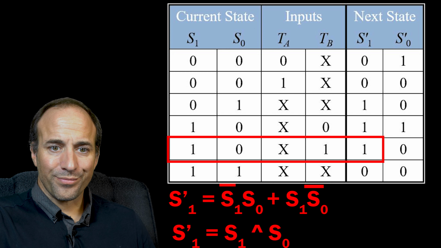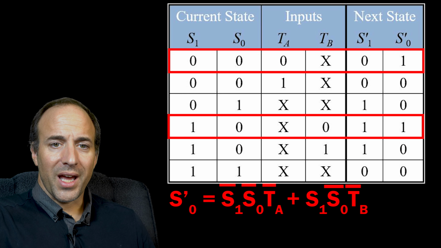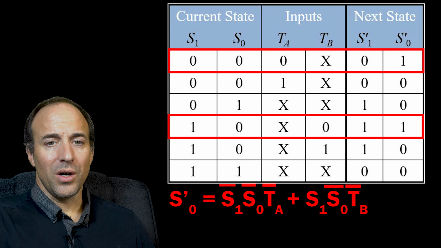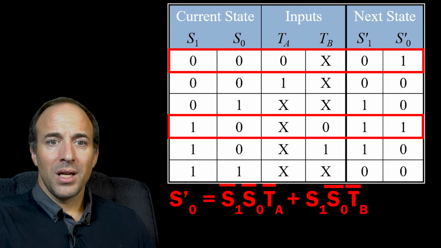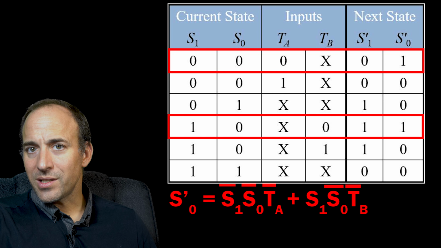S prime sub 0 corresponds to 2 implicates: not S sub 1, not S sub 0, not TA, and S sub 1, not S sub 0, not TB.